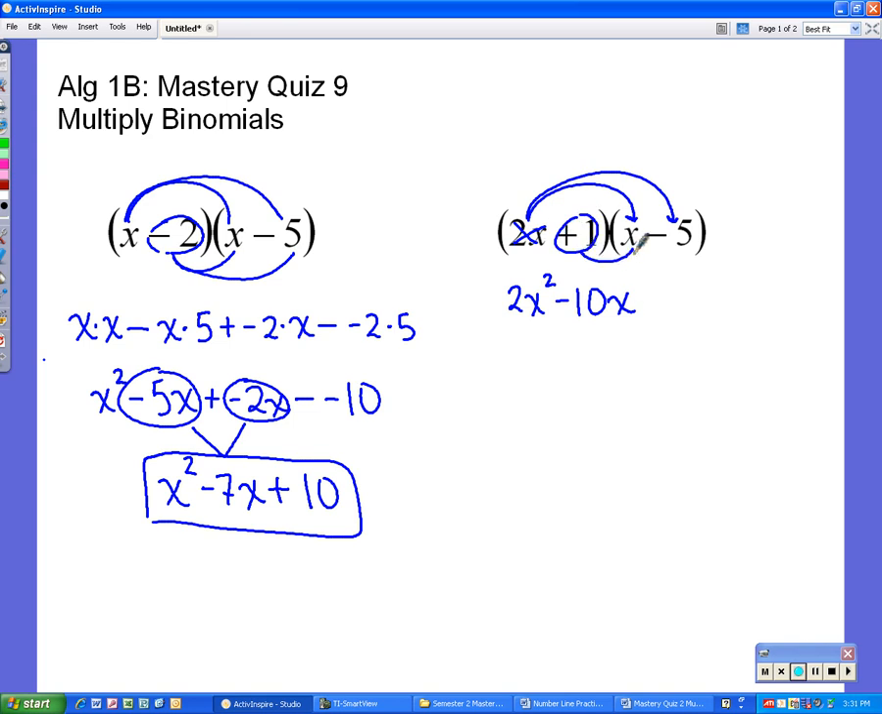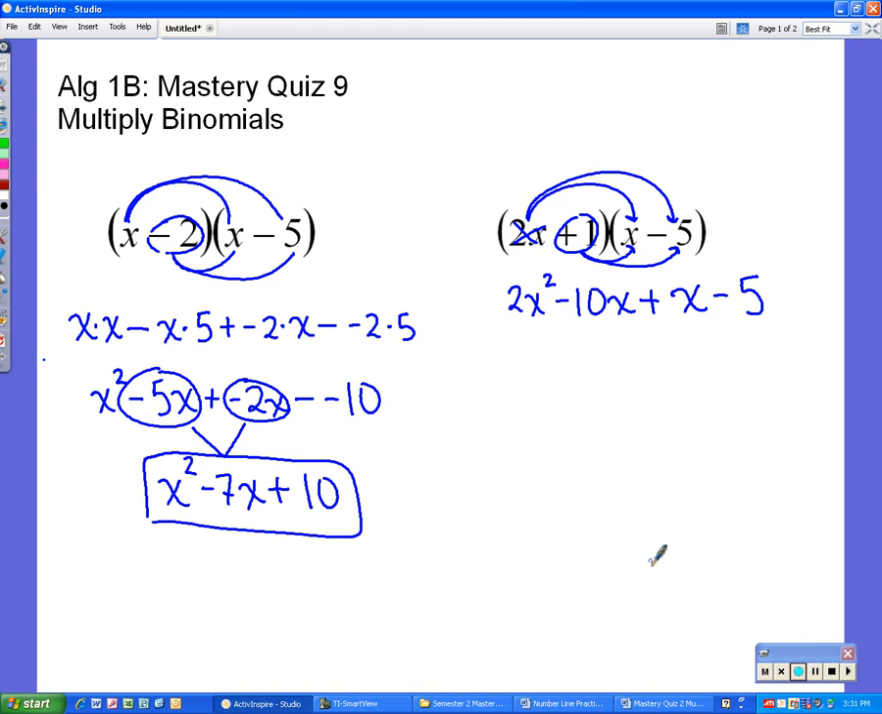We're done distributing the 2x now, and we move on to distribute the +1. So +1 gets multiplied with x, and +1 gets multiplied with -5. 1 times x is just x. Again, we don't like blanks, so since it was positive, we'll put a plus sign there. And then 1 times -5 is -5.